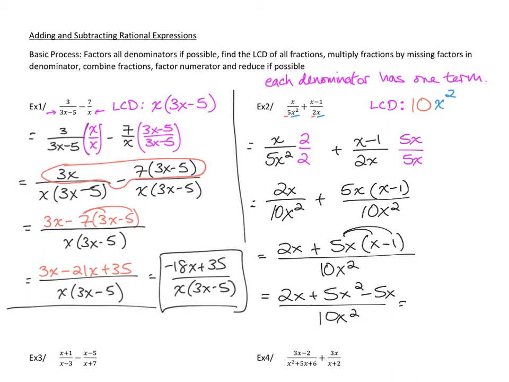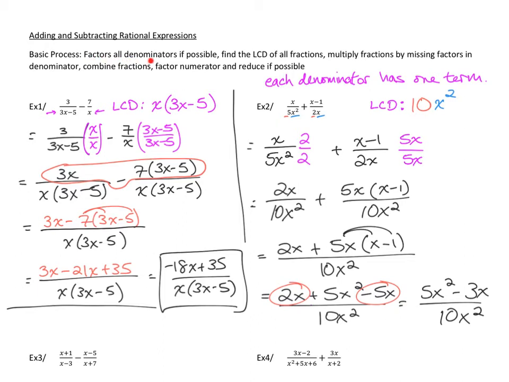Combine terms, 5x squared, combine these two terms here. 5x squared minus 3x all over 10x squared. Now with this example being almost all the way done, right, what did we do?